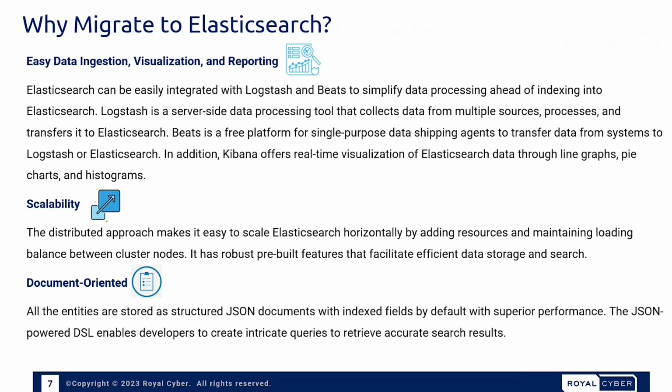Scalability. The distributed approach makes it easy to scale Elasticsearch horizontally by adding resources and maintaining load balance between cluster nodes. It has robust pre-built features that facilitate efficient data storage and search. Document oriented: all the entities are stored as structured JSON documents with indexed fields by default, with superior performance. The JSON powered DSL enables developers to create intricate queries to retrieve accurate search results.